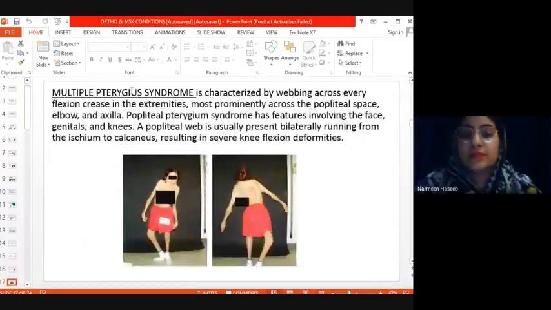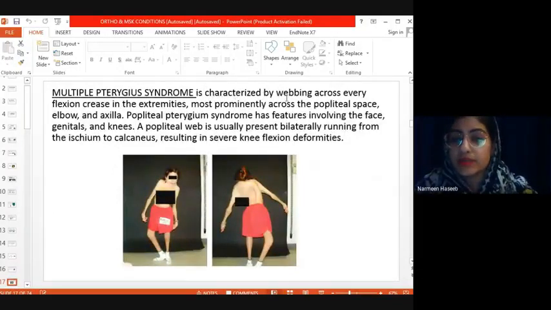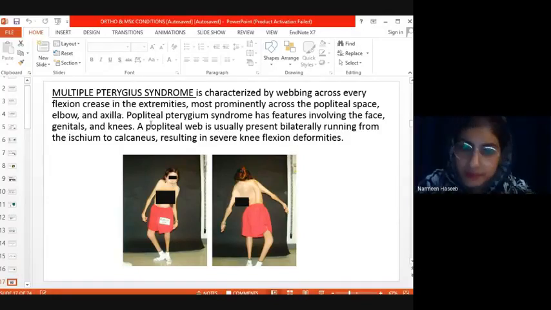Then this is multiple pterygium syndrome. It is characterized by webbing across every flexion crease in the extremities. So you are going to see the webbing. Here is webbing. This is the front and this is the back. Here's the webbing on the flexion creases. So almost all the flexion creases, the popliteal space, the elbow, the axilla, there is going to be webbing.